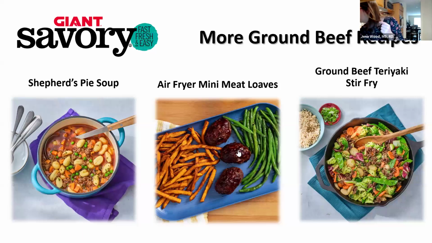Then we have, okay, now I hear the beef sizzling. These little mini meatloaves that you can cook in the air fryer with some sweet potato fries and some green beans or whatever vegetable is on sale in the circular. And then this ground beef teriyaki stir fry. Each of these calls for a pound of ground beef. So you can make 3 recipes with this beef.